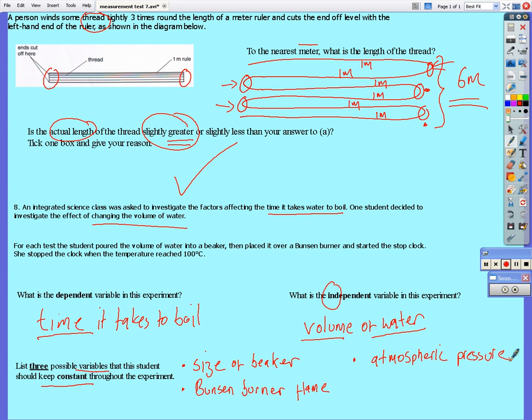And of course, if you're going to be measuring the temperature in order to find out when it boils, then you need to make sure that the initial temperature of the water is constant. Otherwise, if it's higher, it would take a shorter time for it to boil, excuse me. Okay, there we do.